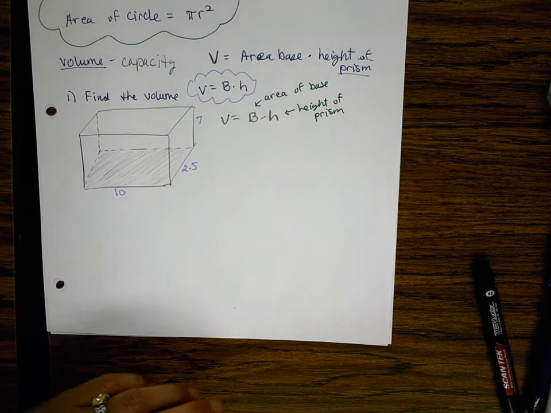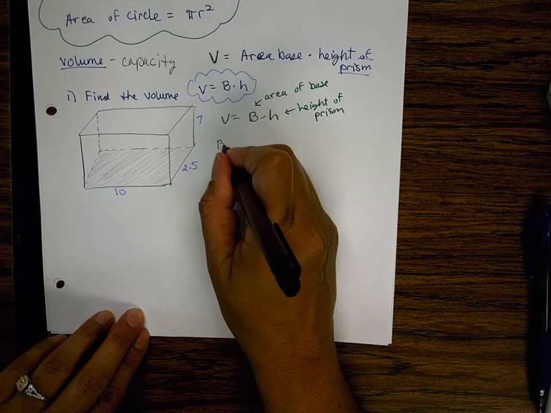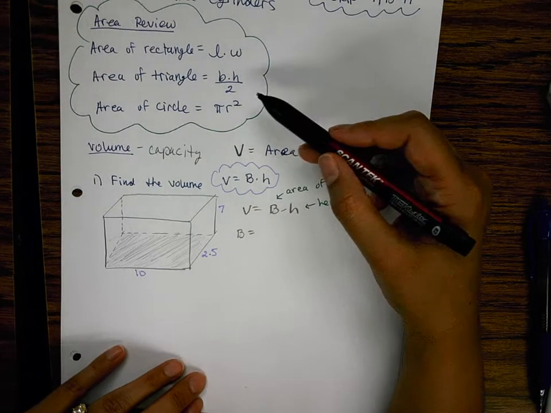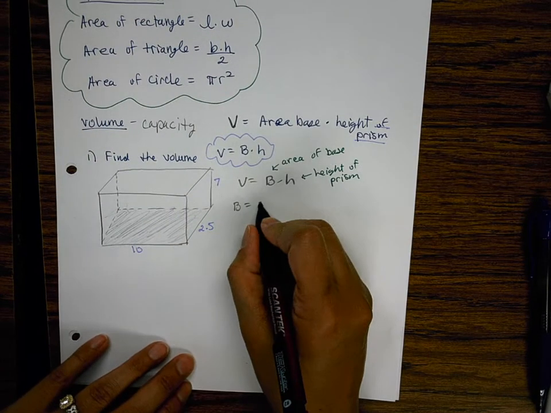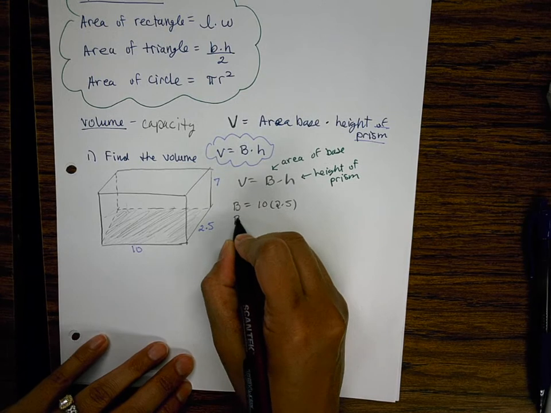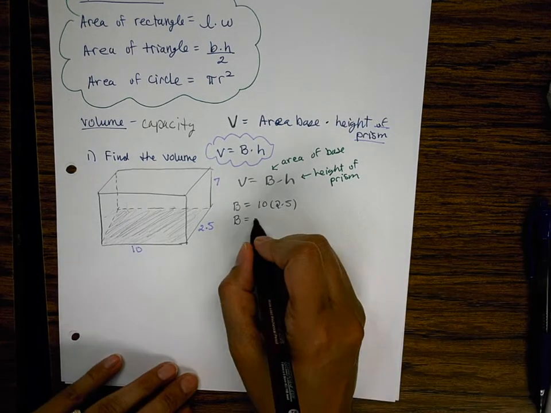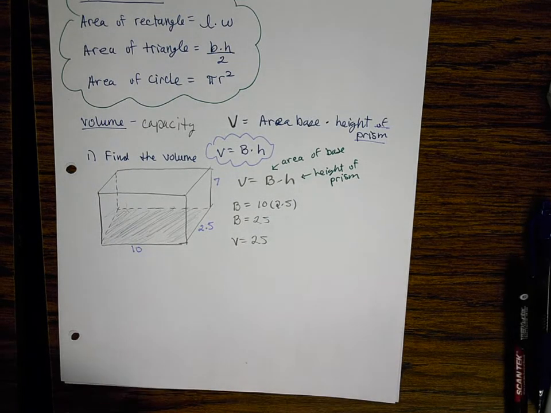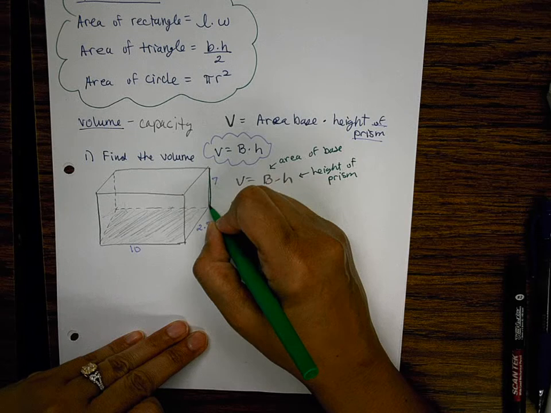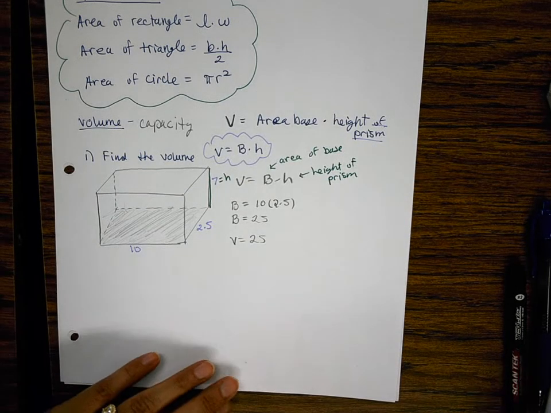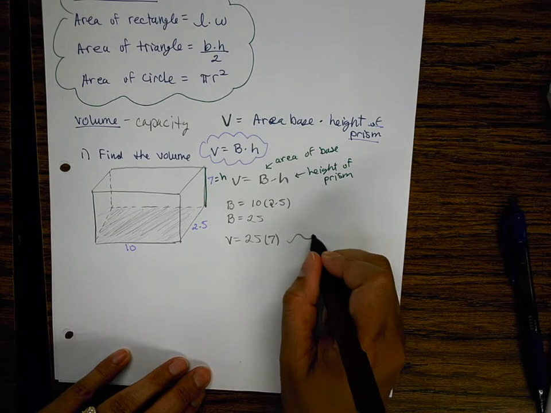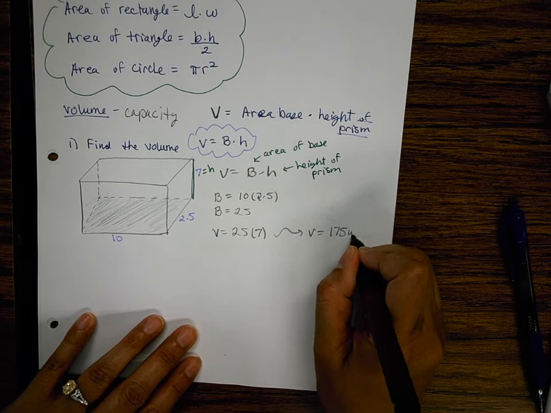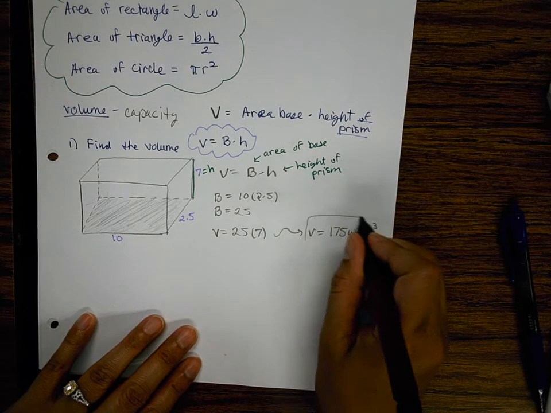Okay, what is big B in this problem? Big B is the area of the base, and this is a rectangular base, so length times width. We reviewed that right up here. So that is 10 times 2.5. So the area of the base is 25. And then the volume is area of the base, which is 25, times the height. The 7 here is the height of the prism. So 25 times 7, plug that in your calculator, and you end up with 175 units cubed, or cubic units.